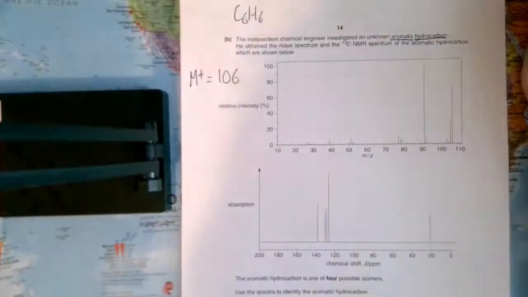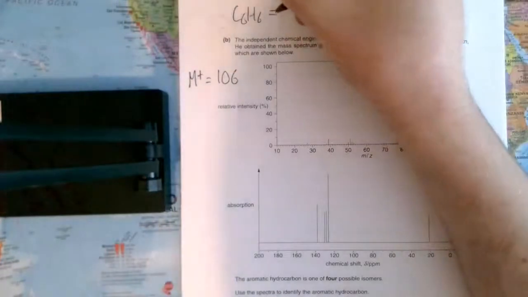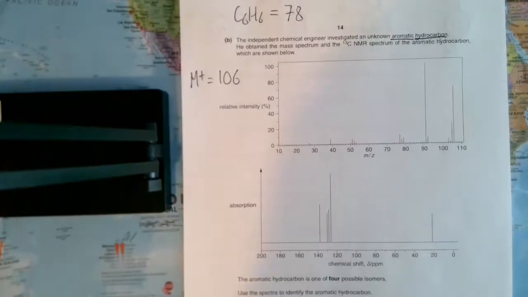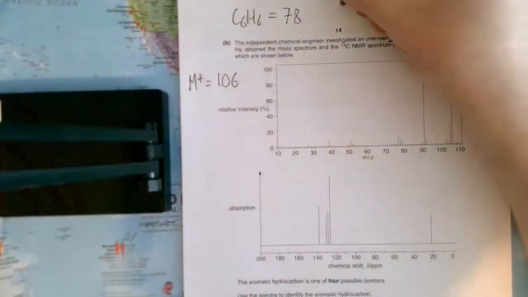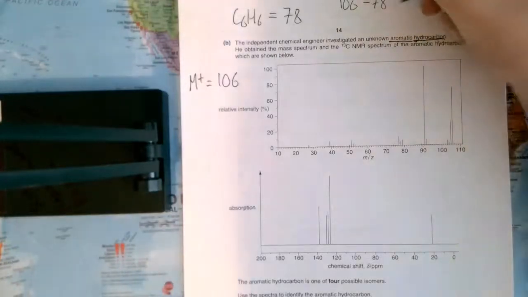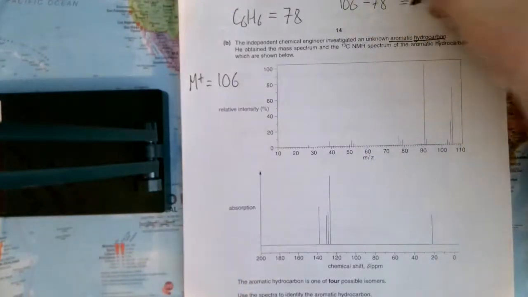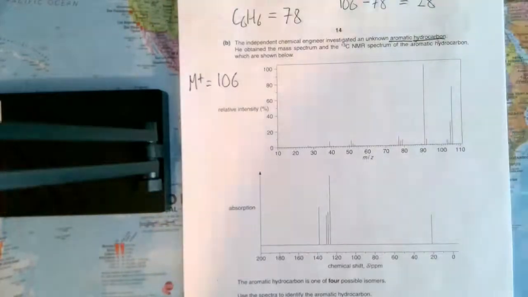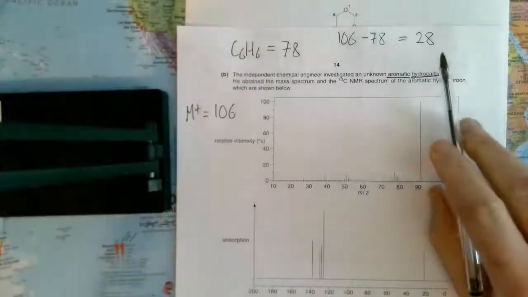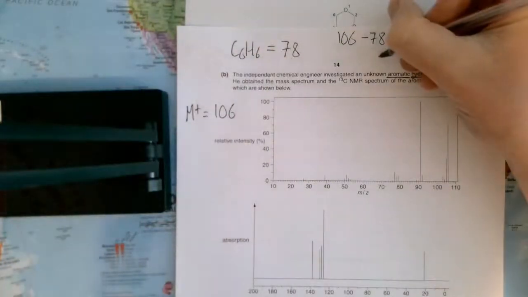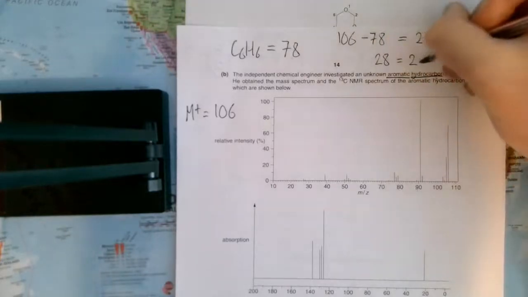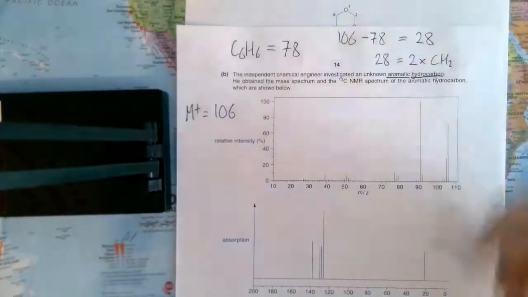C6H6 is the basic for benzene, has a mass of 78. So I'm now going to take my molecular ion and I'm going to subtract 78 from that to work out that there's a missing 28, and I'm missing off the screen. And from that 28, the most obvious thing it could be is 2 CH2s that are going to be in there.